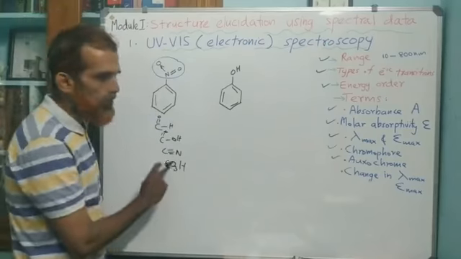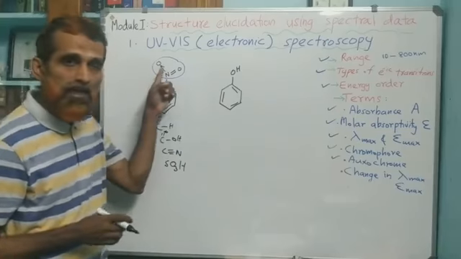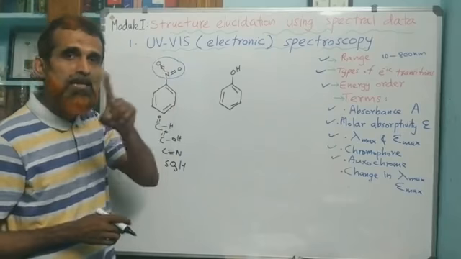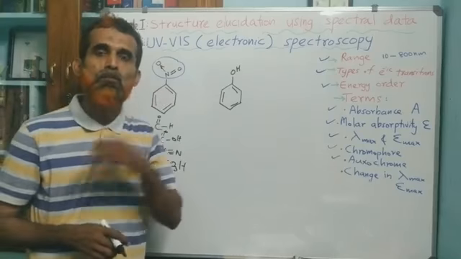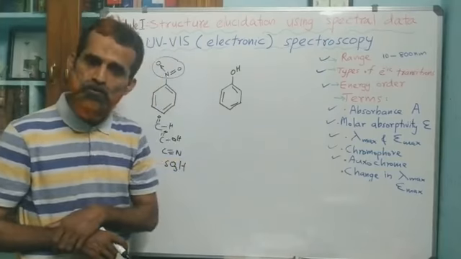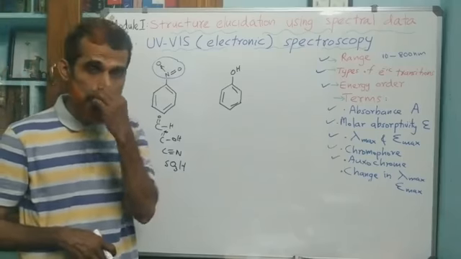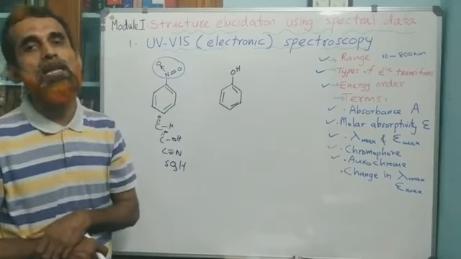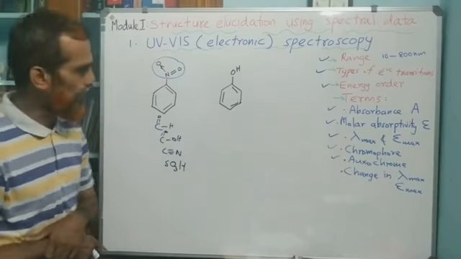They are called chromophore. What is the speciality of these groups? All these are containing multiple bonds, correct? Pi bond is there, so it will have pi to pi star transition. So chromophores are those functional groups which are having characteristic absorption above 200 nanometer in UV visible spectroscopy.